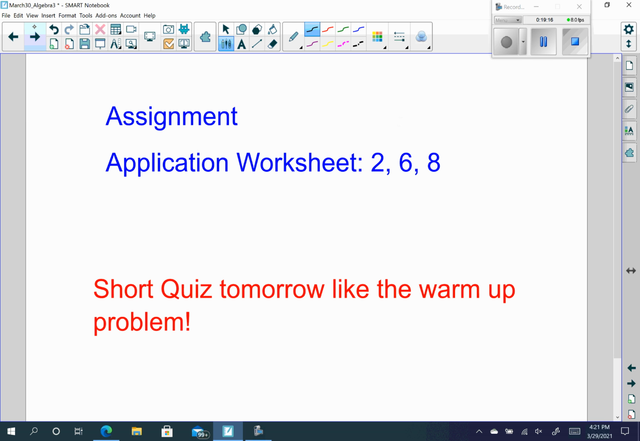All right, so off of today's worksheet, I just want you working on 2, 6, and 8. And like I said, tomorrow there's going to be a short quiz, 2 problems, just like our warm-up problem at the very beginning: finding zeros, the total number of complex zeros, real zeros, imaginary zeros, know the degree, know how to state the zeros, how to find the extrema, and the y-intercept as well. Let me know if you guys have any questions.